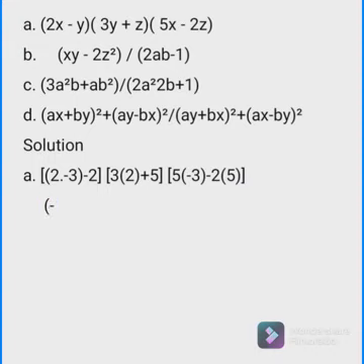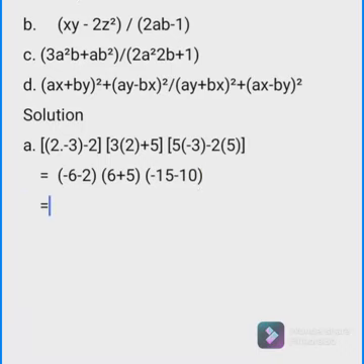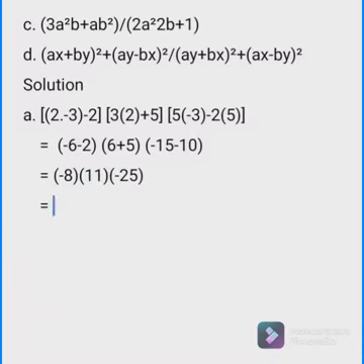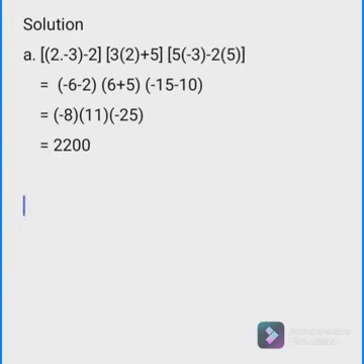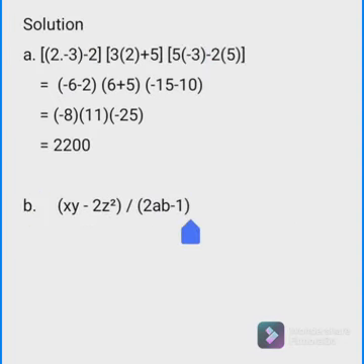So 2 times -3 times 2 minus 2 rather. So -6 minus 2 is -8 times 6 plus 5, which is 11, times -15 minus 10. So if we multiply all of them, that is the answer.